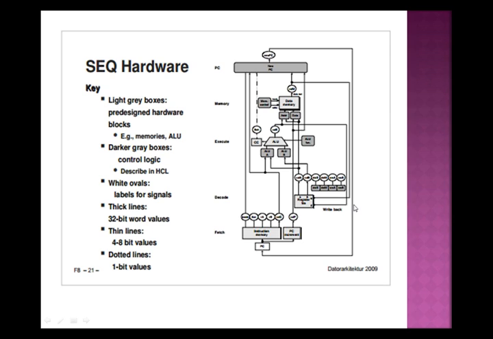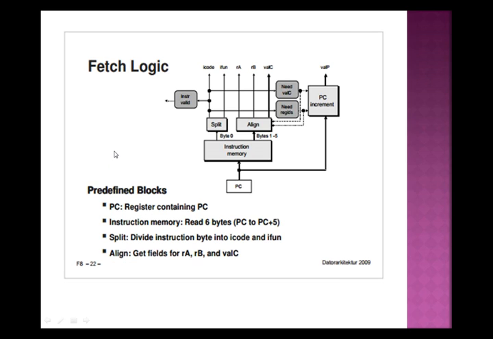Thick lines are 32-bit for addresses. There are two kinds of lines, thick lines and thin lines. The thick line is used for 32-bit values. The thin line is used for 4 to 8-bit values. There is a dotted line also, which is used for 1-bit values. So these are the multiple representations for the SEQ.